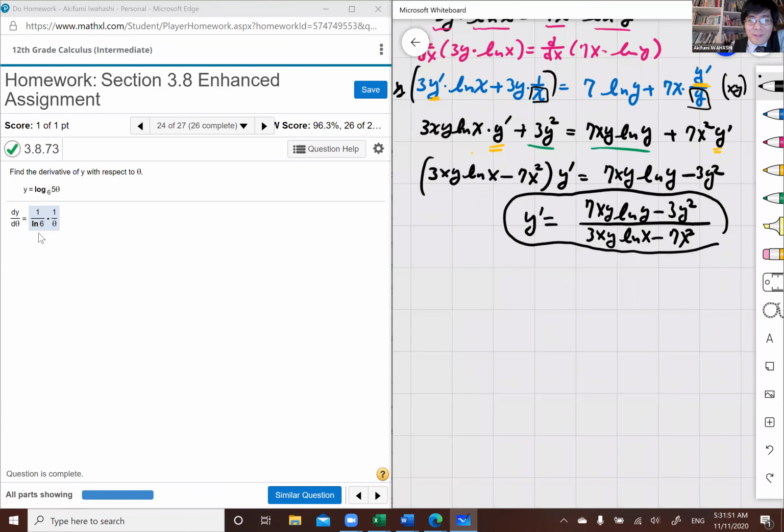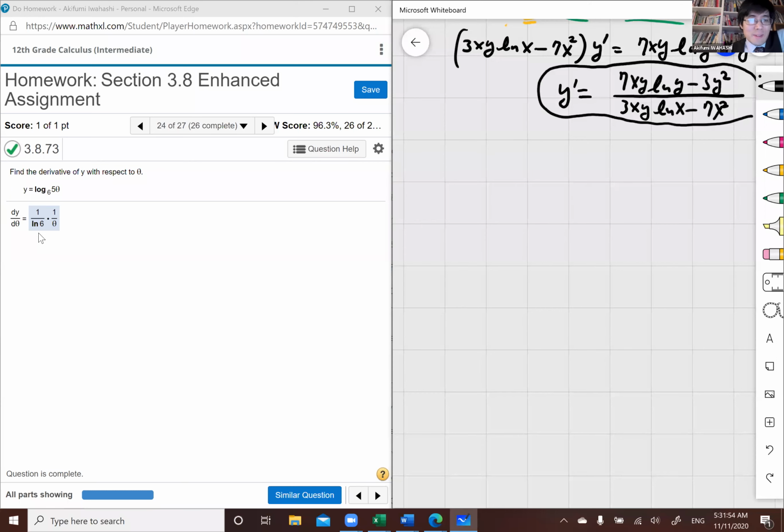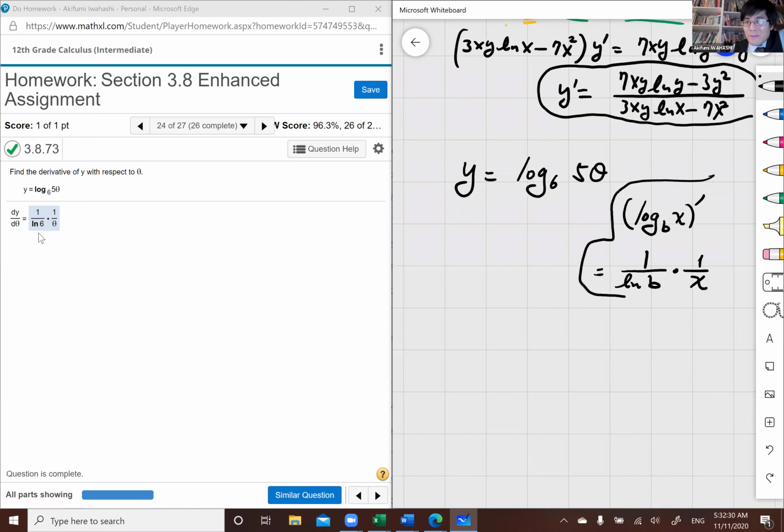Now, terrible question. That's something not so usual to see. You have a log of a base other than e. So you've got the log of base 6, which is terrible. So how should we do this? Well, there's a formula for log other than base e. When you have a log of base b of x, whose derivative will be 1 over x, just like ln, but now you have to multiply it by ln of b on the bottom. This is a formula.